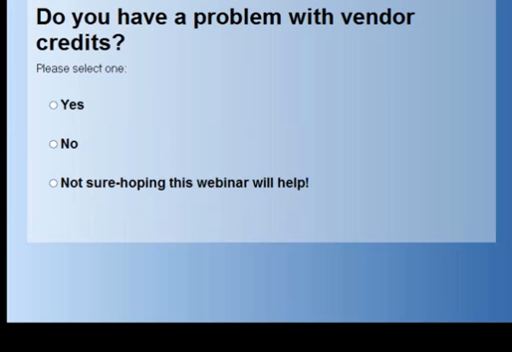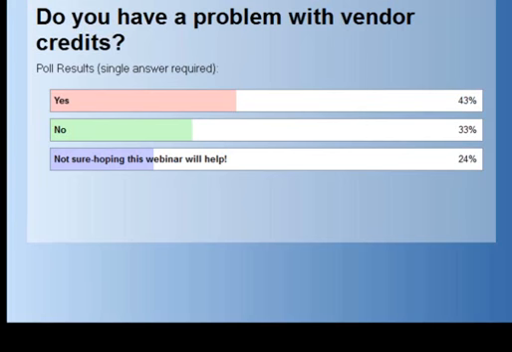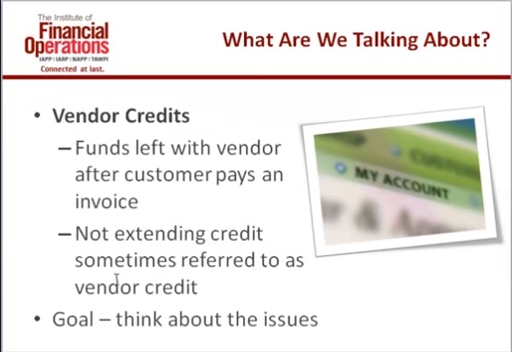As you can see, 43% of you have said yes, you think you have a problem with vendor credits. A third of you think you don't. And 24% say you're not sure, you're hoping that this will help you decide. Okay, so let's dive right in and let's talk about the background, what I call the background information.